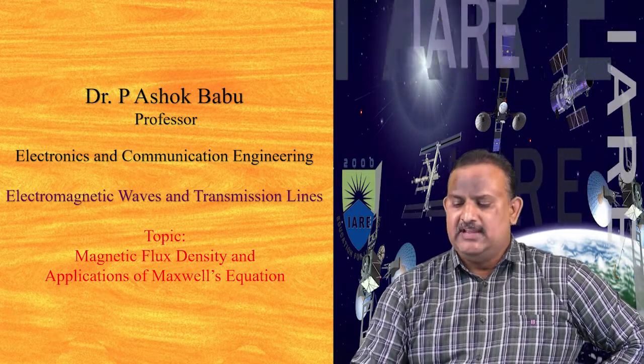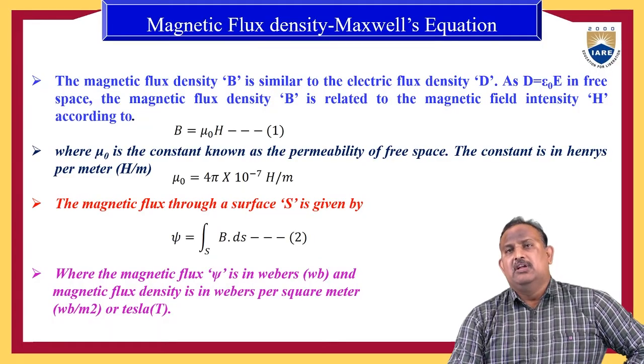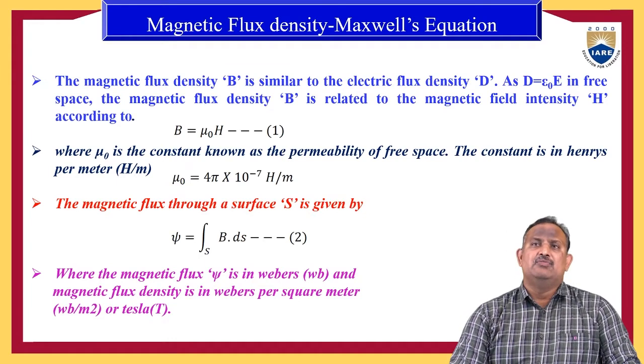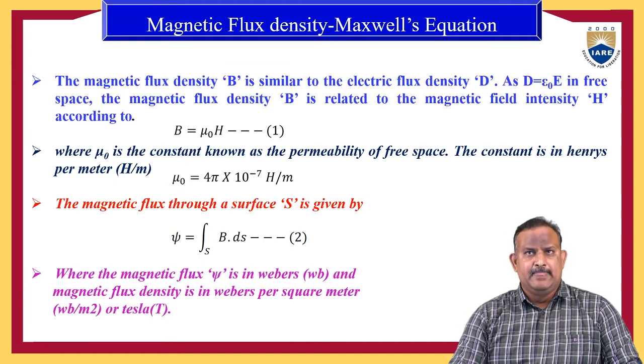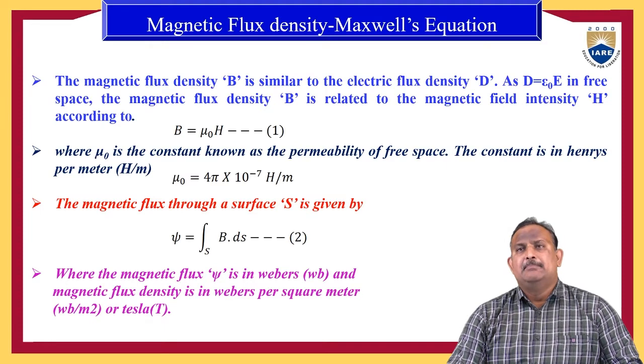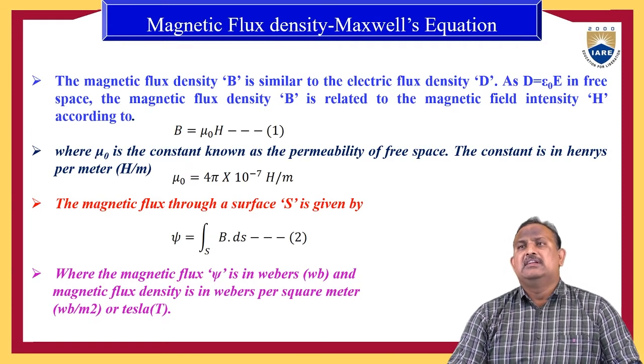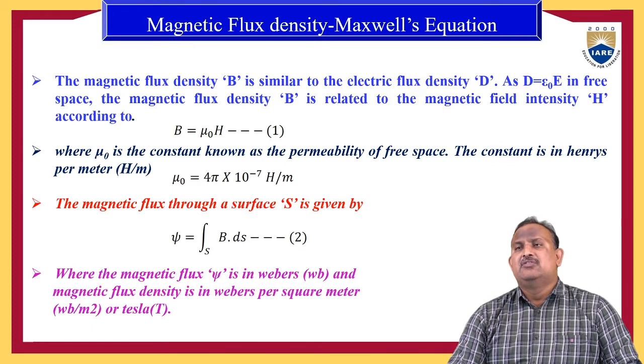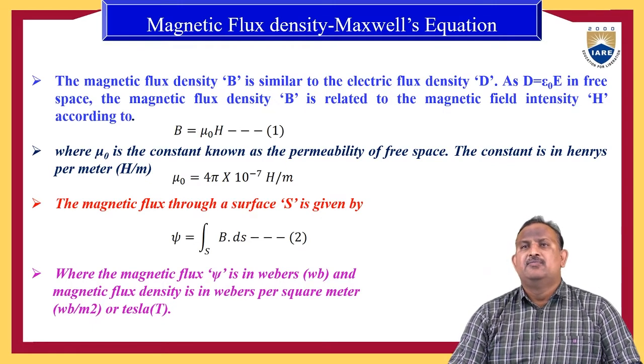Magnetic flux density and Maxwell's equations. First of all, same as the electric flux density, we can define the magnetic flux density. Here the magnetic flux density B is similar to the electric flux density D. We know that the electric flux density D is equal to epsilon naught E in free space.